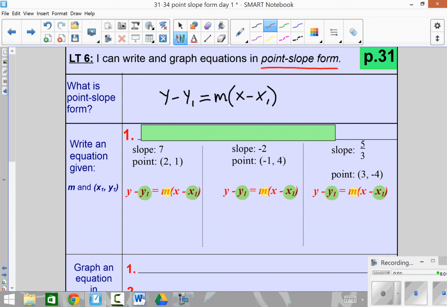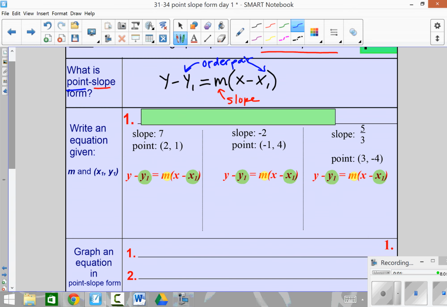Now this is the reason why it's called point-slope form. Well, the slope is the m. Just like in slope-intercept form, the m is the slope. The point is the actual y1 and the x1, okay? It's the one with the 1s on it. That is your ordered pair, or your point. So if something is written in point-slope form, you can gather the information of the slope and the ordered pair x1, y1.